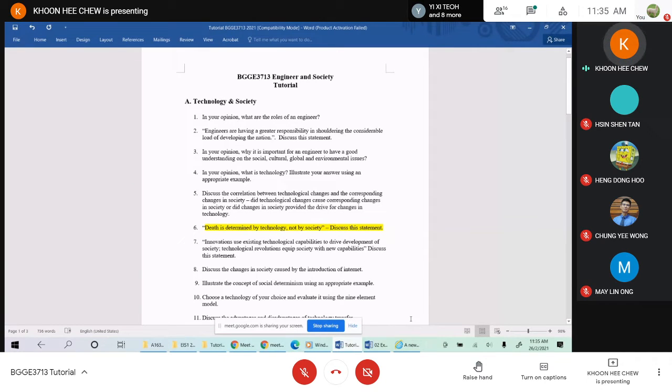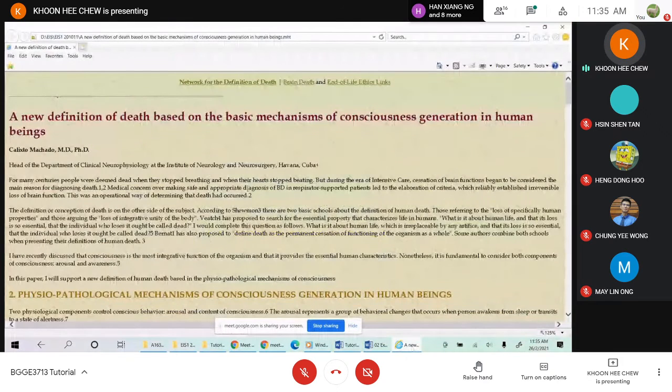I want to draw your attention to the definition of death. Usually, when we talk about someone who has died or passed away, we say he or she has stopped breathing and doesn't have a heartbeat. For many centuries, people were deemed dead when they stopped breathing and their heart stopped beating. So we don't have any breathing, our heart stopped pumping already, and we declare that person dead.